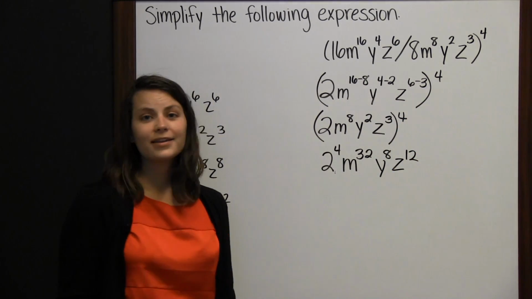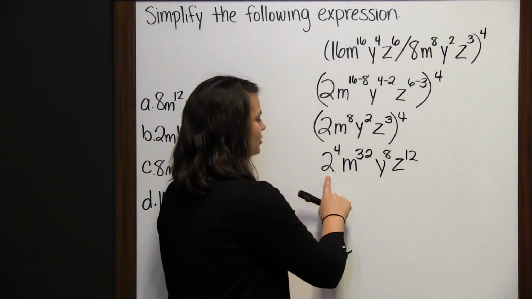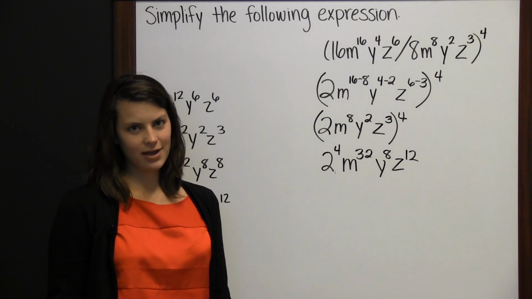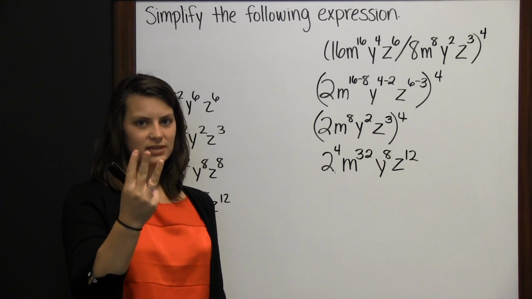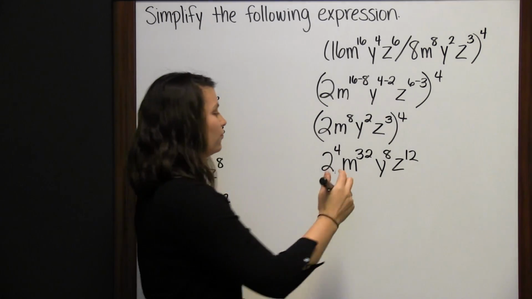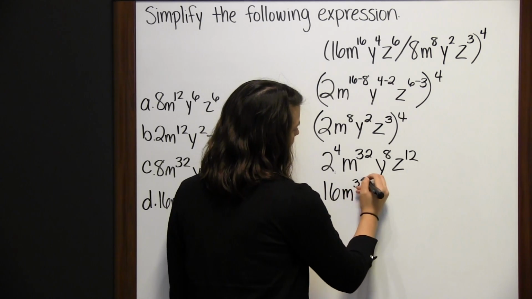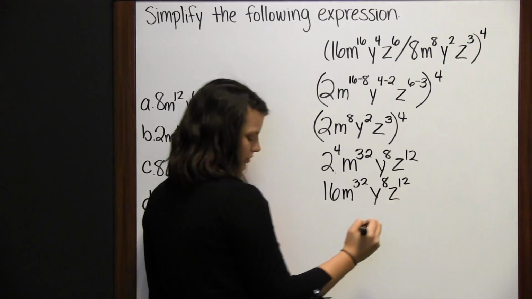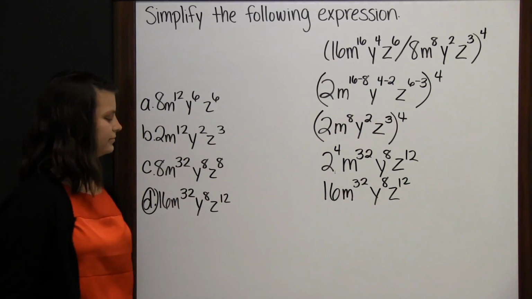Finally, we need to simplify 2 to the 4th. 2 to the 4th means to multiply 2 times itself 4 times. 2 times 2 is 4, times 2 is 8, times 2 is 16. So 2 times itself 4 times is 16. 16m to the 32nd, y to the 8th, z to the 12th. So our answer is answer choice D.